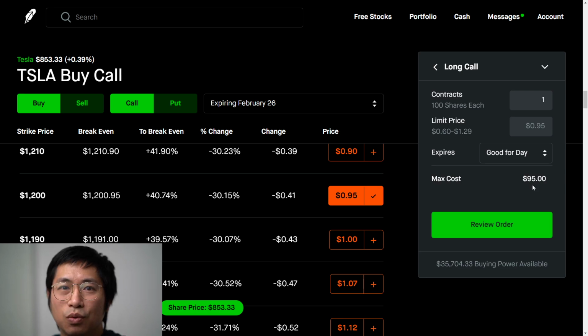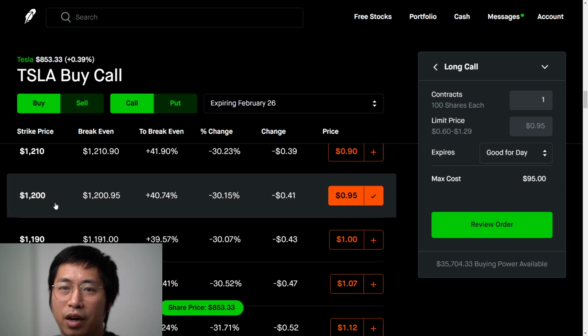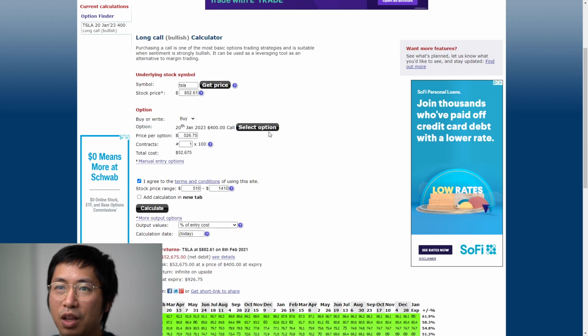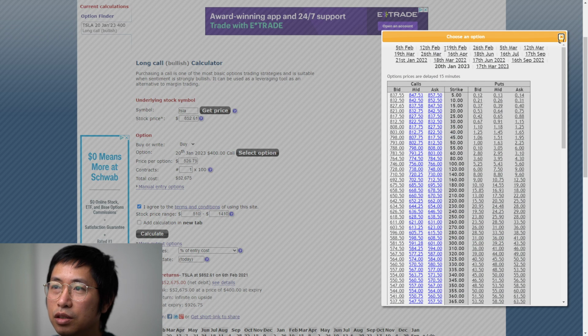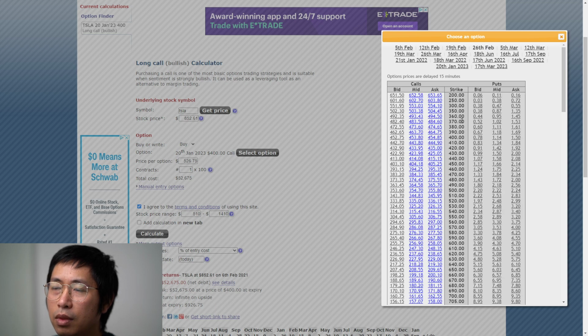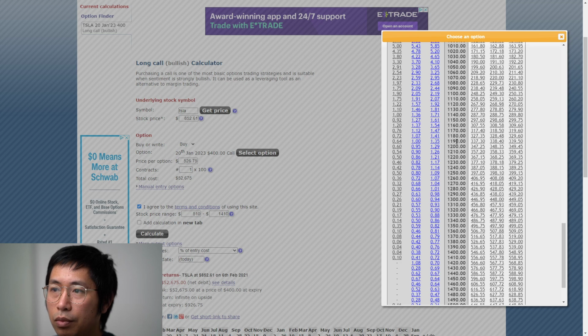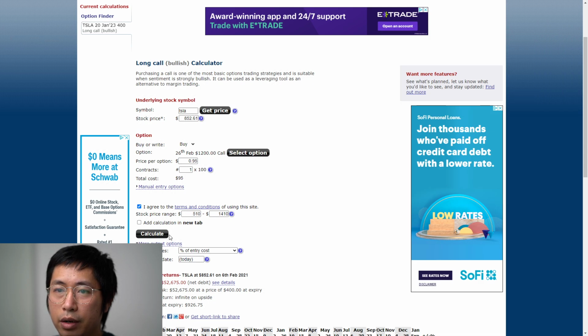However, what are the chances that Tesla is going to skyrocket above $1,200 by February 26th? Not likely. However, what if it does? And this is why a lot of people get addicted to gambling with options. Let's see what the potential profit on this is. So we pick February 26th, right? And we chose the, what is it, 1200? Right, okay.